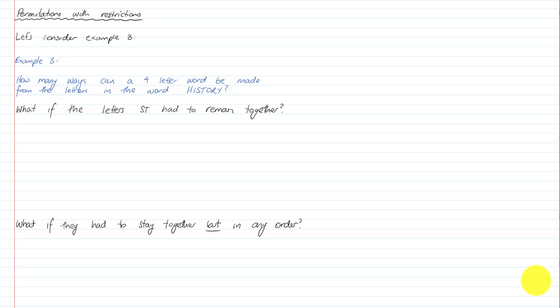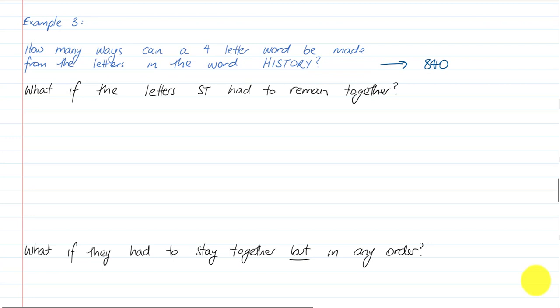In example 3 we said, how many ways can a 4-letter word be made from the letters in the word history? History has 7 letters, and you recall that the answer to this question was 840. That was made up of 7 ways of choosing the first, 6 ways of choosing the second, 5 ways of choosing the third, and 4 ways of choosing the fourth, multiplied together to give 840. But our next question is, what if the letters S and T have to remain together?